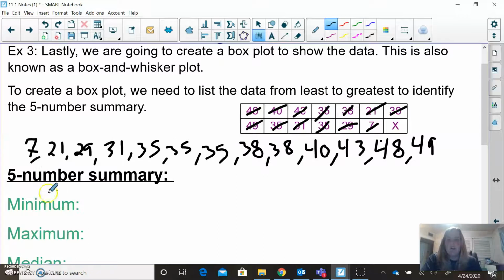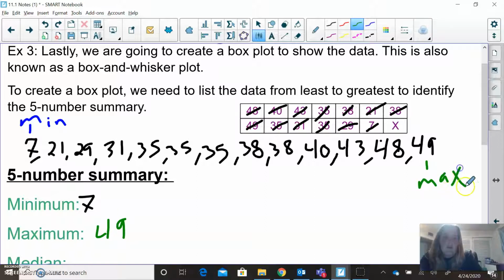So we need to find our minimum value, and I think you know what our minimum value is. It's the least value, and that would be 7. So 7, that's our min. Our max is the highest value, which is 49.